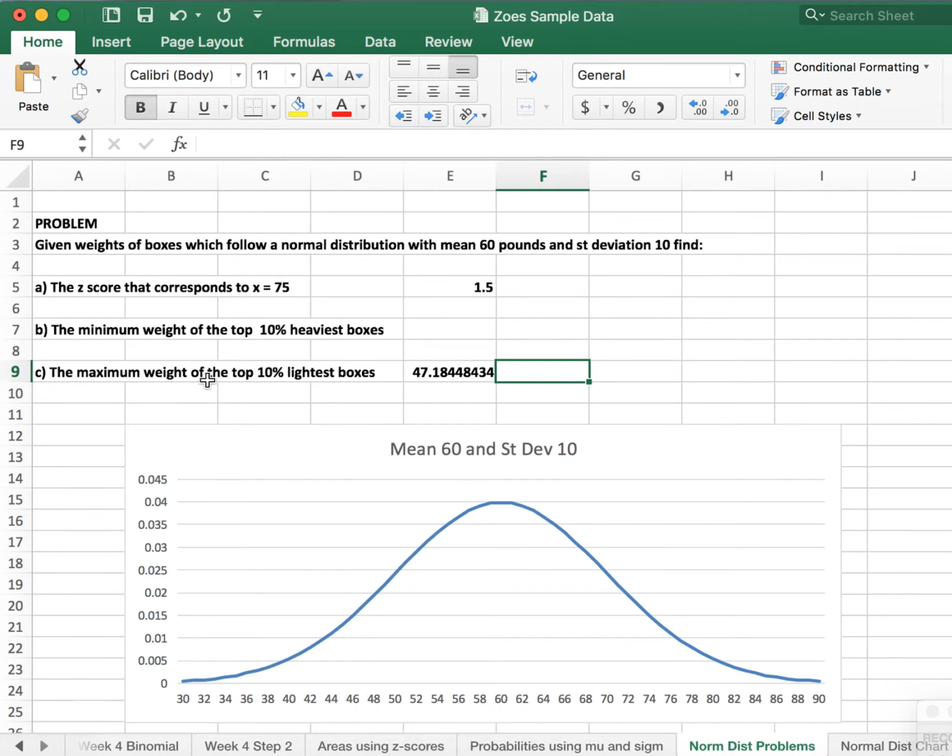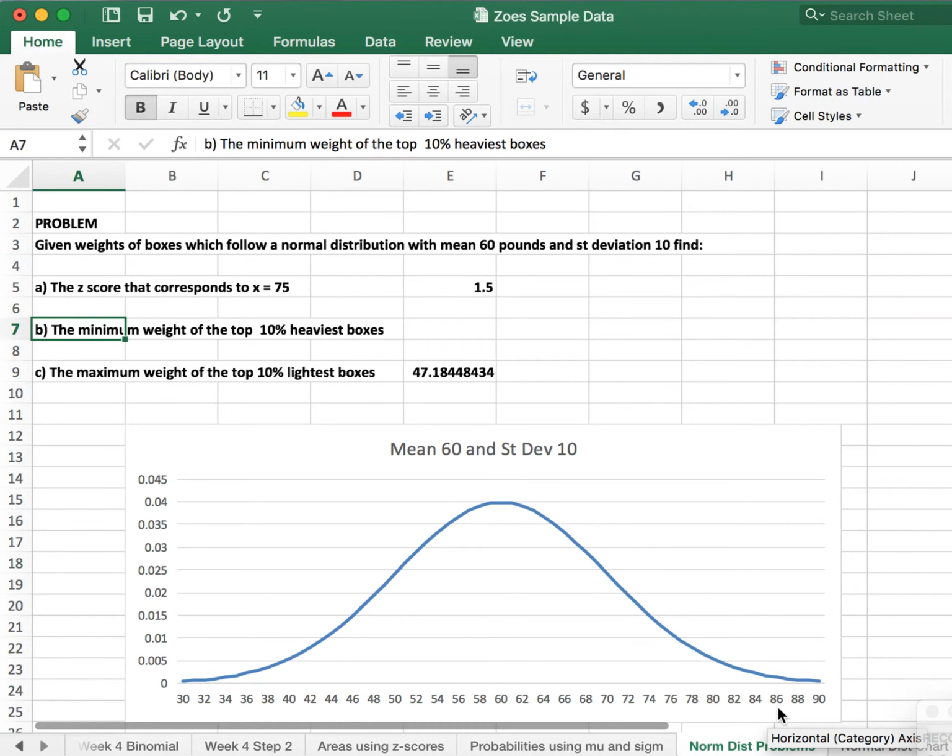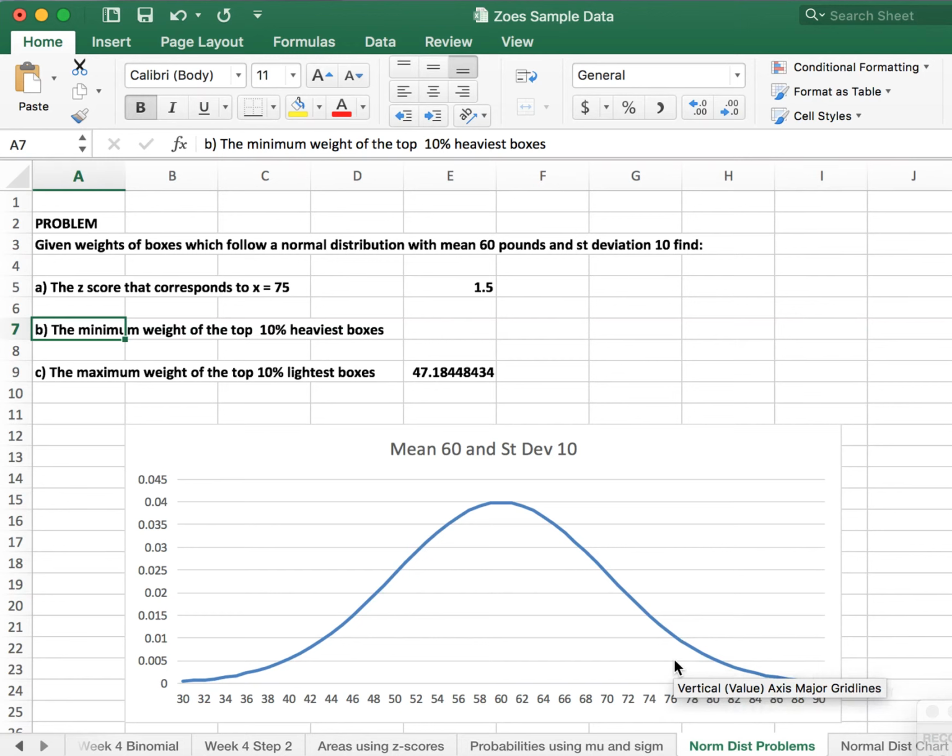Now let's look at the other problem, where it says to find the minimum weight of the top 10% heaviest boxes. The heaviest boxes are on the right-hand side of this distribution. So what is the minimum weight that corresponds to the top 10% heaviest boxes? Here we're given the area to the right. The area to the right, or this tail, is 0.1, and we want to find what value this corresponds to.